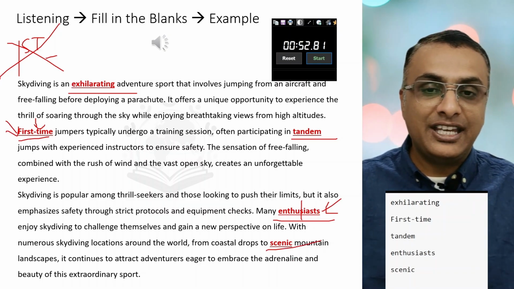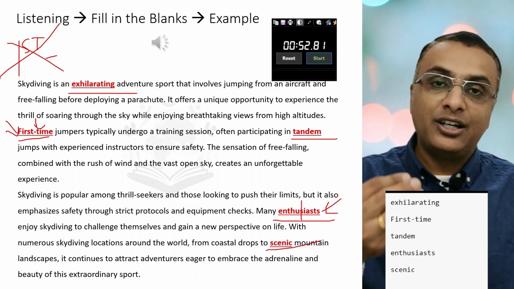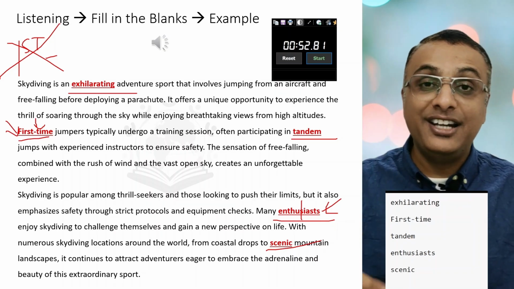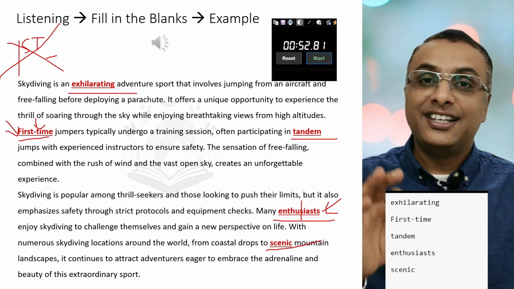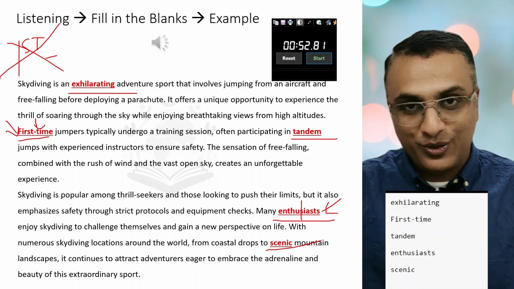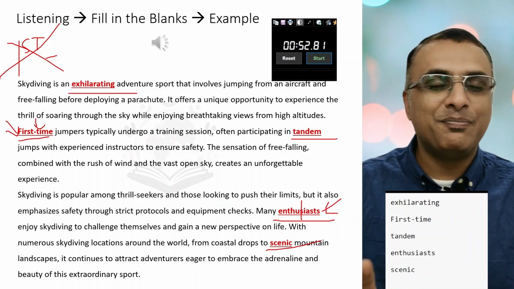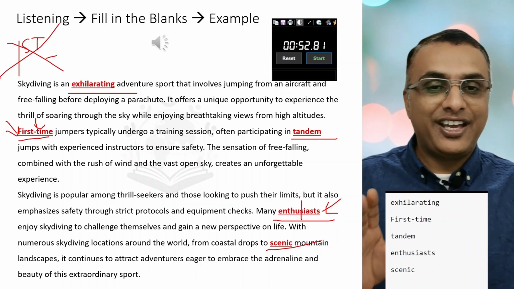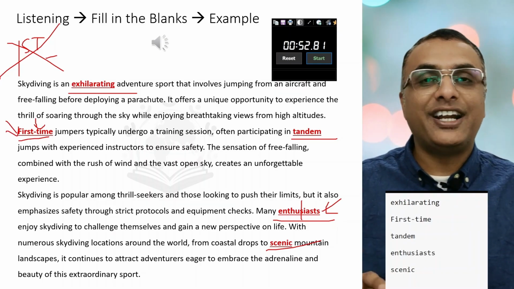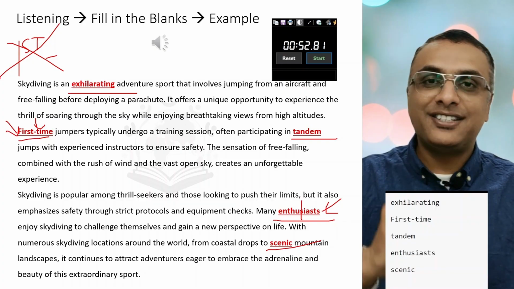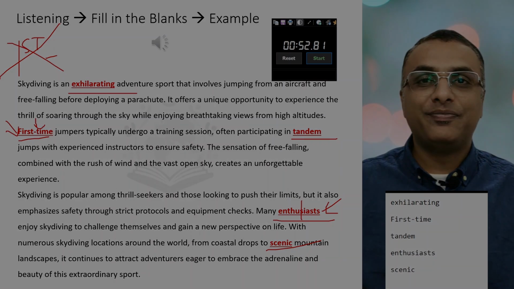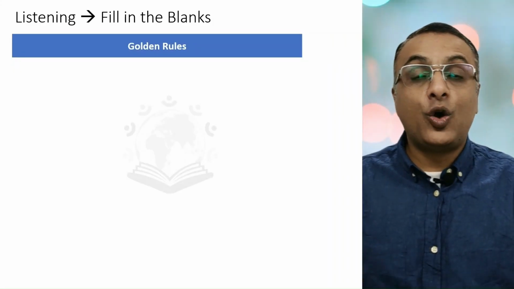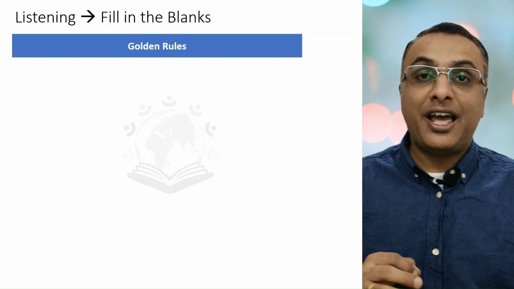Next, scenic. Some people will write, in the exam, SEENIC, CEENIC. Absolutely incorrect spellings. It is a very simple word, which is SCENIC. So if I compare whatever I've written on the right hand side, they are the correct spellings and the right words as well. Alright folks, now let's look at the golden rules for your listening fill in the blanks question.